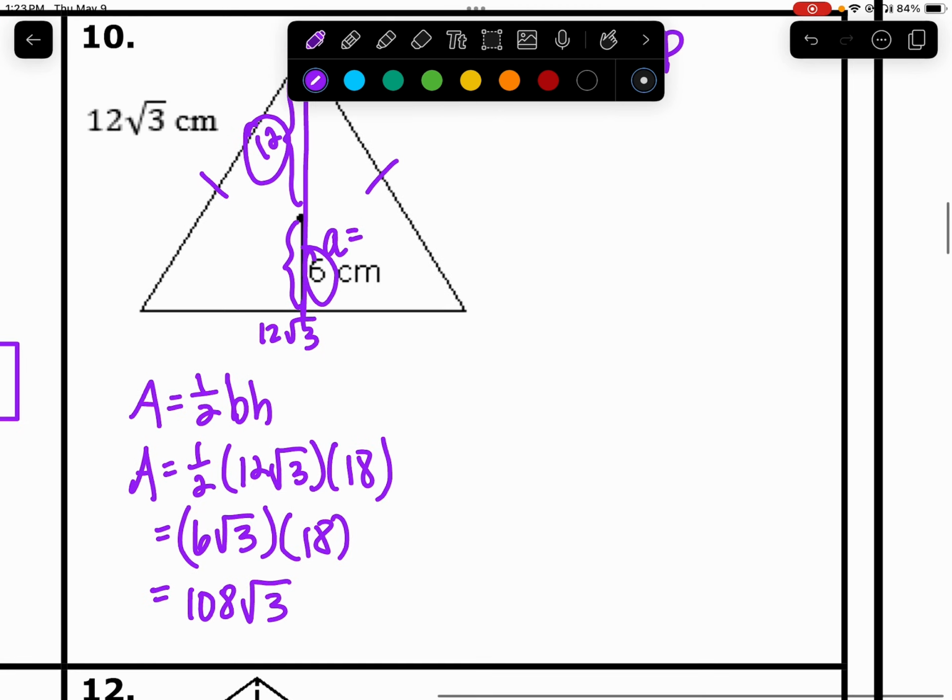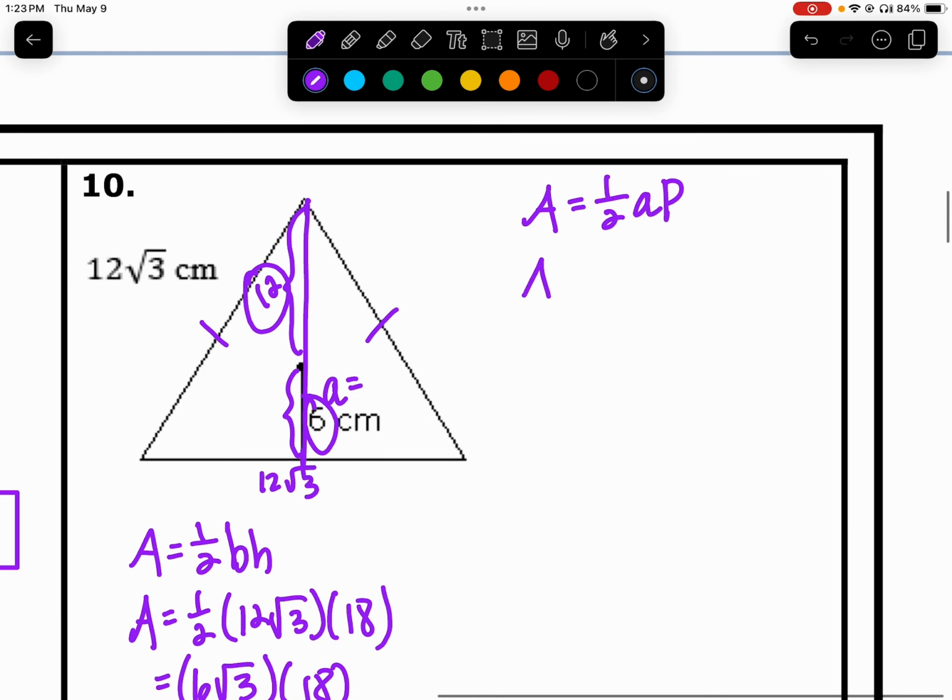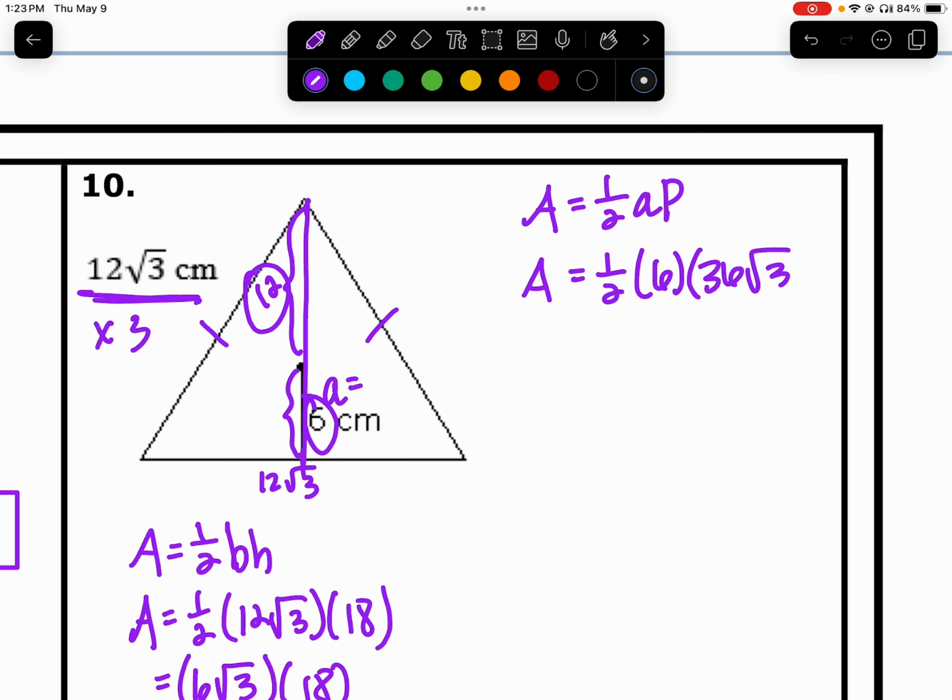Okay. If we do it this way, now I'm using the regular polygon formula. So the apothem was 6. The perimeter is going to be this times 3. So that's 36 square root of 3. All right, I know that's going to give me a 3. And 3 times 36 is just 108. So either way, we get the same thing.